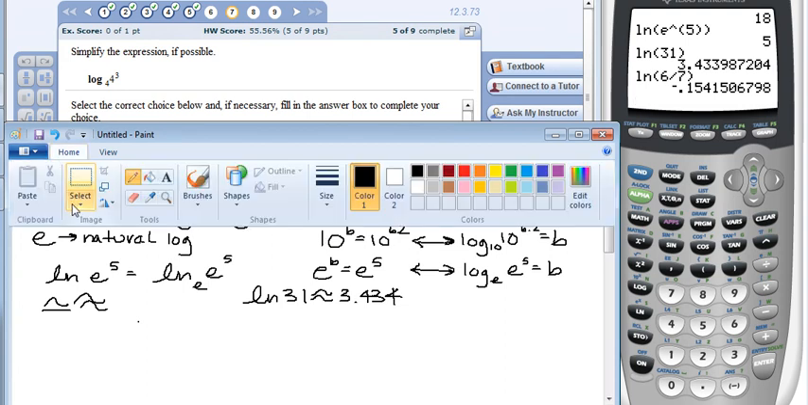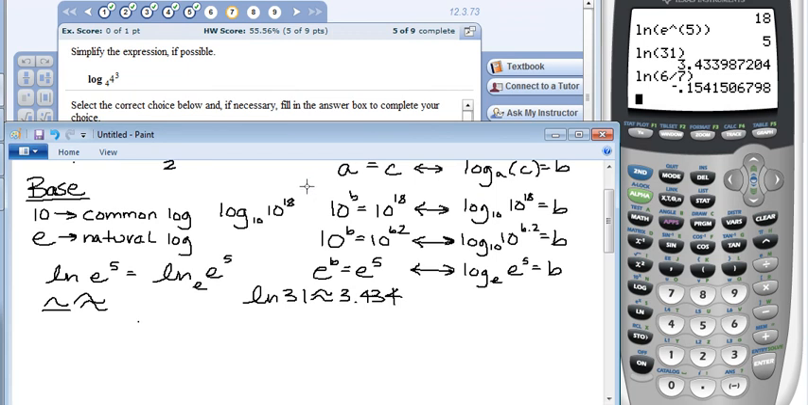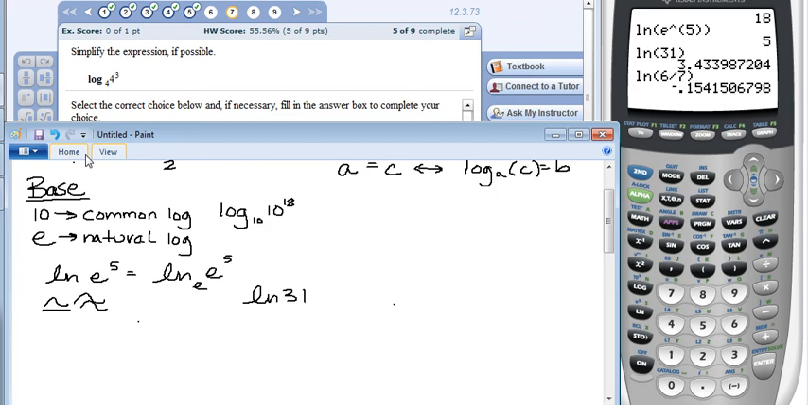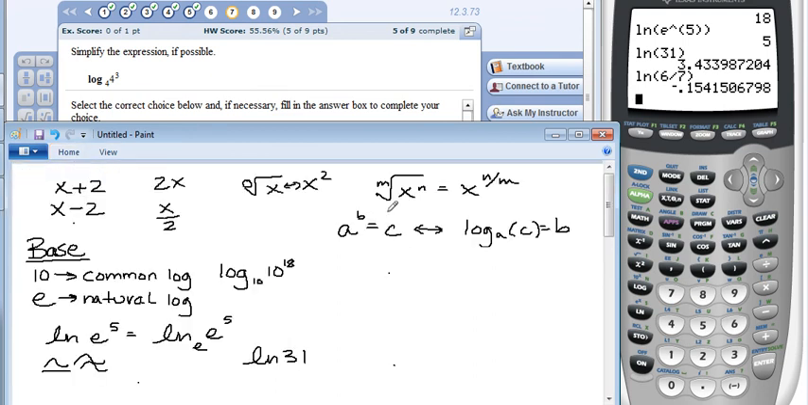Let me just try something here. Just want to get rid of all of this so I can go underneath there again. All right, so I want to go underneath this conversion. All right, so if I have log base 4 of 4 to the third is equal to b, see a is 4, c is 4 to the third, and b is b. Then I have a to the b power is equal to c.